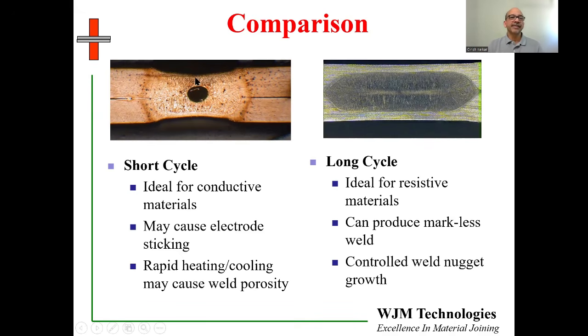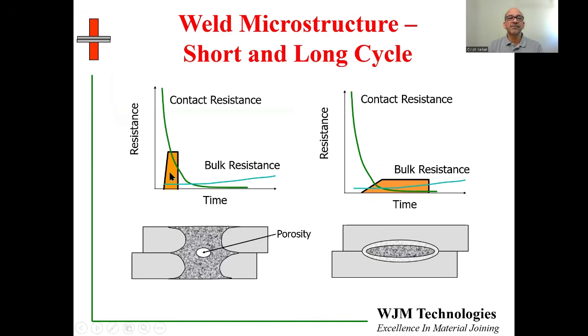Why would we be interested in making a short cycle weld? A short cycle weld is useful when we are welding conductive alloys. In conductive alloys, such as if you're welding copper or silver or gold, the alloys themselves don't have a lot of resistance. So it is difficult to generate heat in a long cycle weld because the bulk resistance of these alloys is very low. So our best bet is to use the contact resistance. That means we have to send a sharp spike of energy very, very quickly early on to generate the heat at the interfaces.